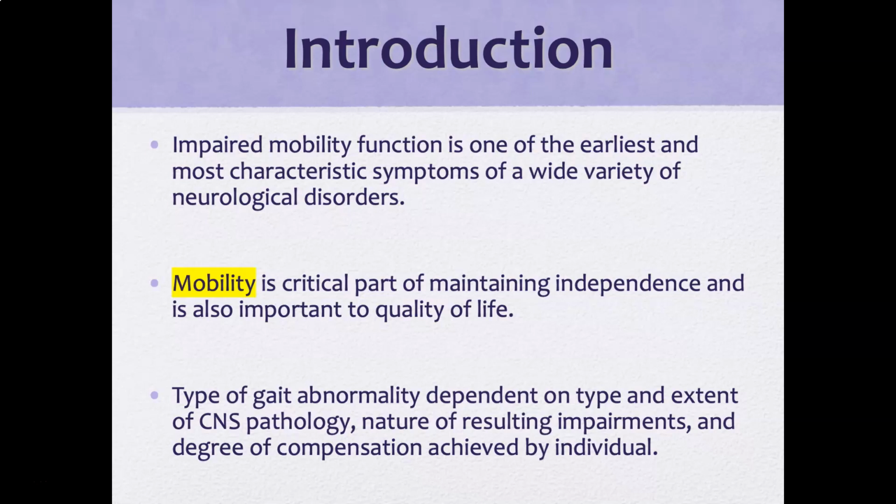The type of gait abnormality is dependent on the type and extent of CNS pathology, the nature of the resulting impairments, and the degree of compensation achieved by the individual. That is what we'll look at, right? There's a plethora of different gait abnormalities, but we've got to say, well, why is patient A walking this way? Why is patient B walking this way? Because then our treatment is going to be totally different.